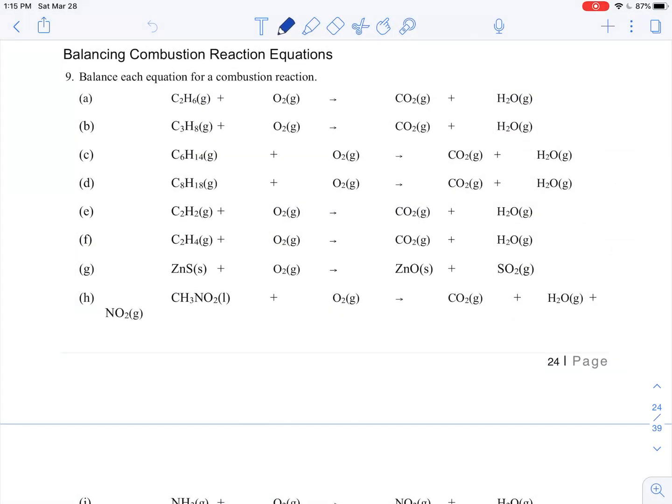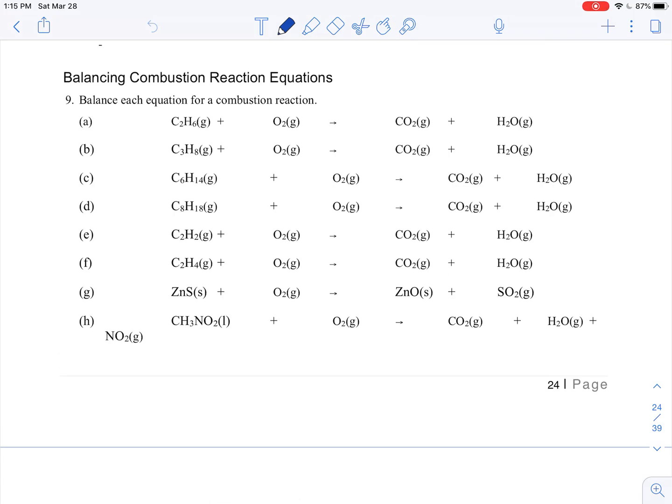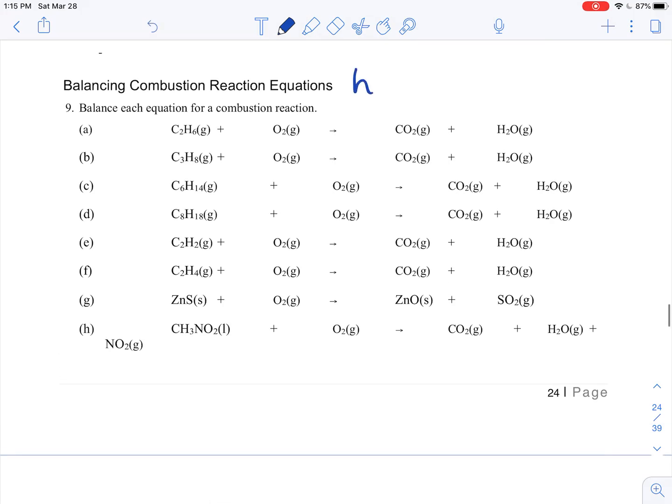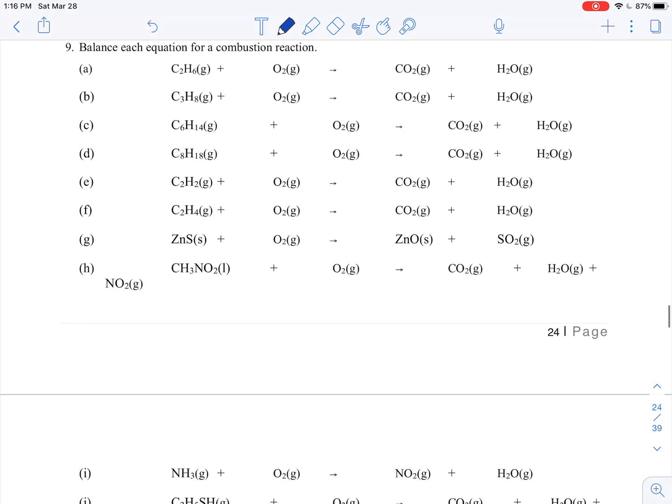Hi guys, welcome to mini lesson 3 on balancing hydrocarbon combustion reactions. We will say HC if it's a true hydrocarbon. I know we're going to try to practice these in number 9, page 16, but I'm going to just walk through a couple of them with you.